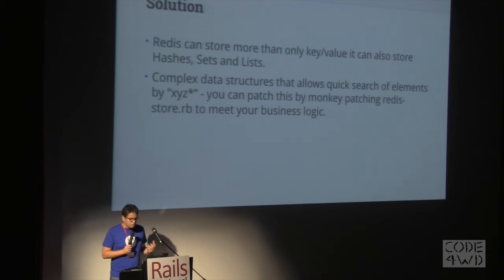You should check out your business logic and understand what access you would need to Redis. And you can patch it very easily through redis_store.rb, which basically comes with the default Redis gem. You can just write a monkey patch to fix it.